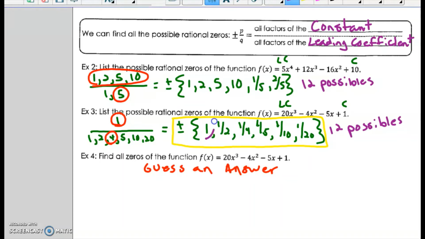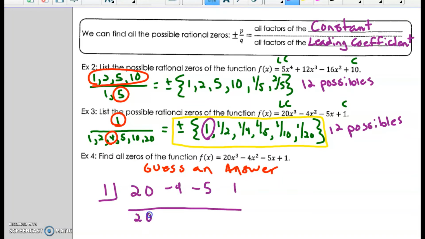Because it's sitting right here. So I'm just going to use 1, 1, with synthetic division, 20, -4, -5, +1. And I'm going to quickly do synthetic division to show you that it doesn't work.